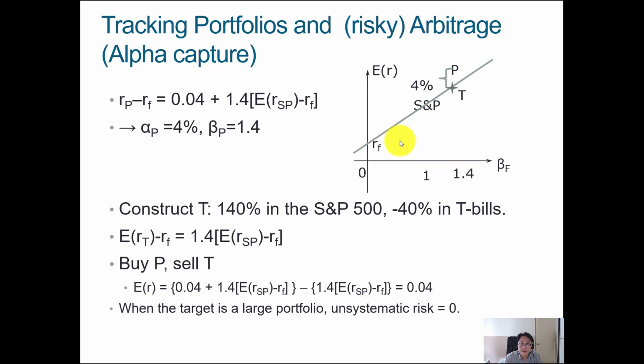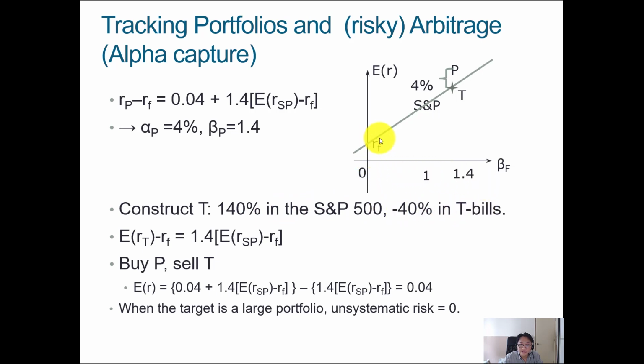Okay, and we have the RF that's here. One, this is the S&P 500, which returns 4%, and this is where we have 1.4. Which means this is where our portfolio sits, right? So what we're actually saying over here is that the beta of the portfolio is 1.4, and the alpha is actually 4%. So what we've actually done over here is construct T, which is this portfolio, where it's 140% in S&P 500 and negative 40% in T-bills.